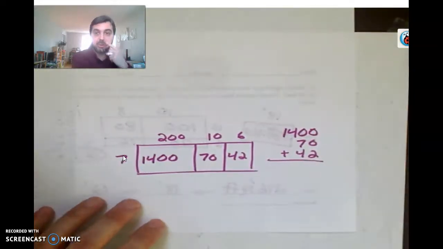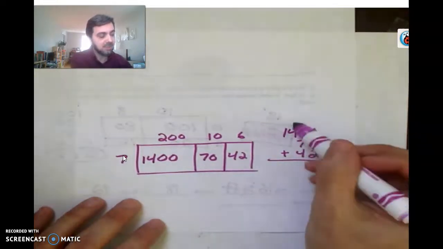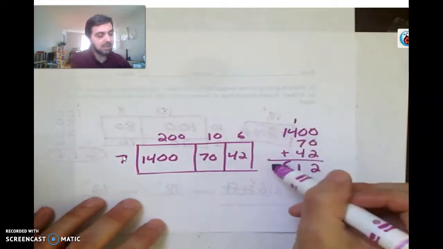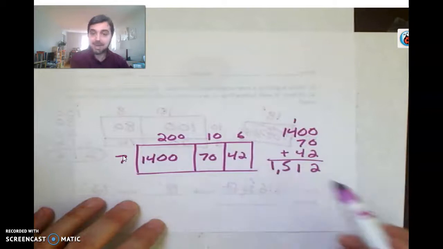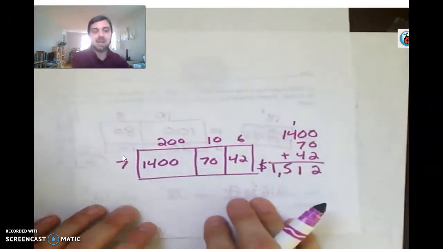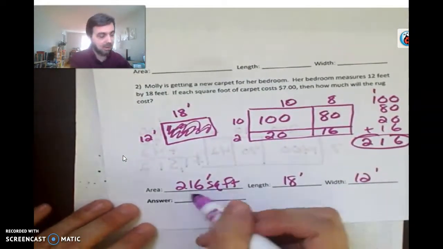Okay, this is good review of multiplication, right? So then I have 2, 7 plus 4 is 11, 4 plus 1 is 5, and 1 plus nothing is 1. Notice how I line those up nice and neat? So my answer is actually $1,512. I know, it's an expensive rug, right?